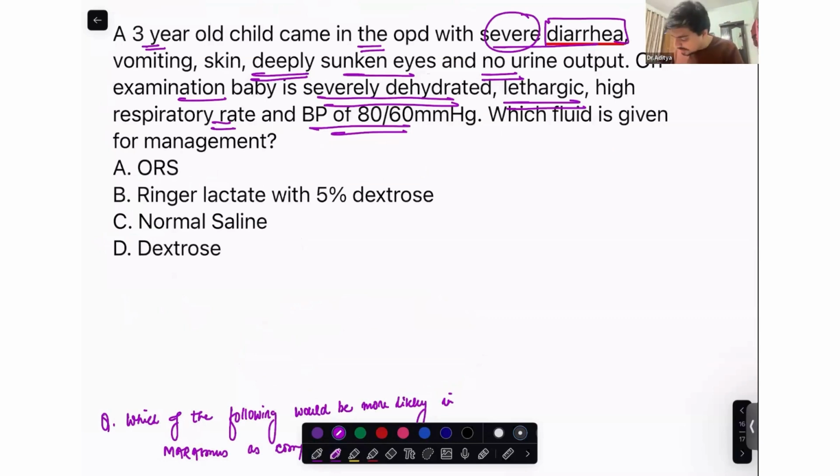So you again understood this. This is again going to be RL with 5% dextrose. This is going to be option B only, as everyone is pointing out. This is RL with 5% dextrose only.